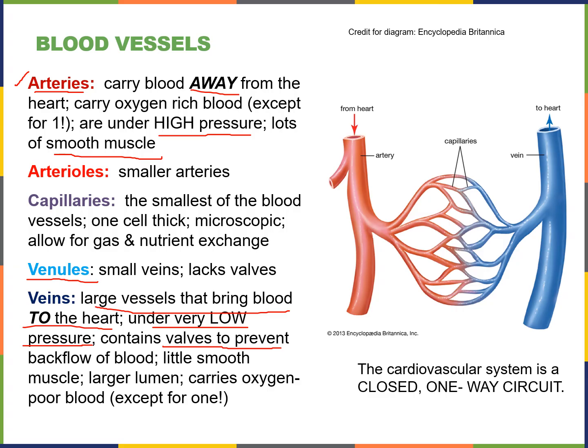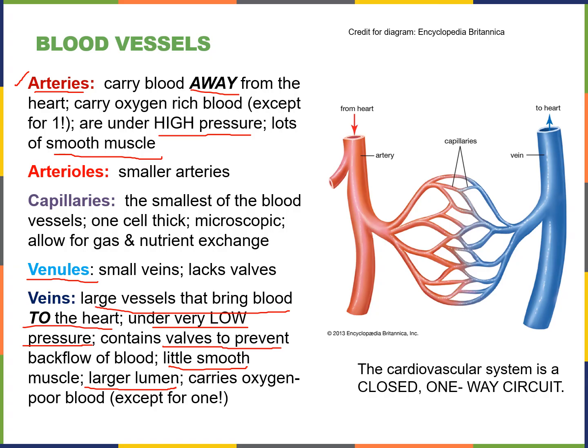But because veins don't experience very high pressure, they do not require the same amount of smooth muscle. So they have little smooth muscle. What they do have is a larger lumen. The lumen is a space in which the blood travels. So arteries have a lumen, capillaries, all blood vessels have a lumen. But the lumen for veins is very large.